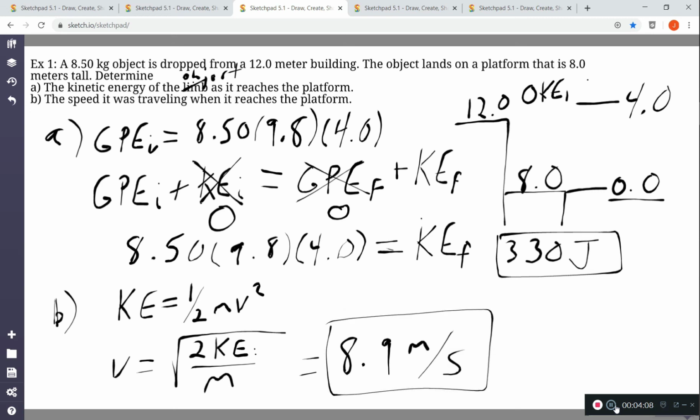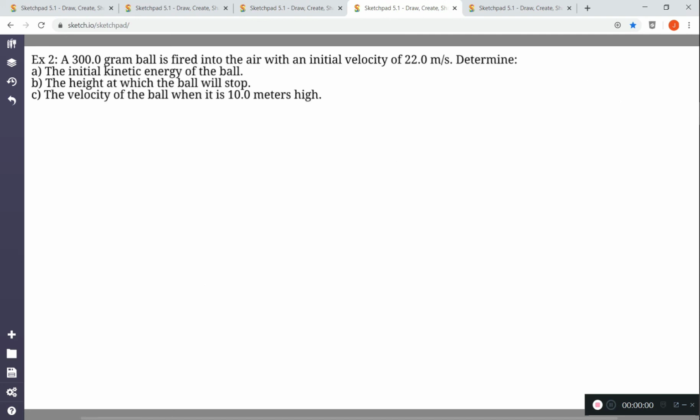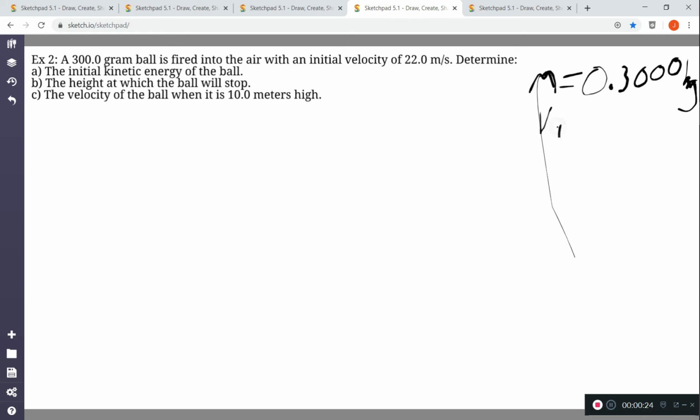All right, moving forward. A 300.0 gram ball is fired. Well, let's fix that real quick. So our mass is going to be 0.3000 kilograms. It is fired into the air with an initial velocity of 22.0 meters per second.